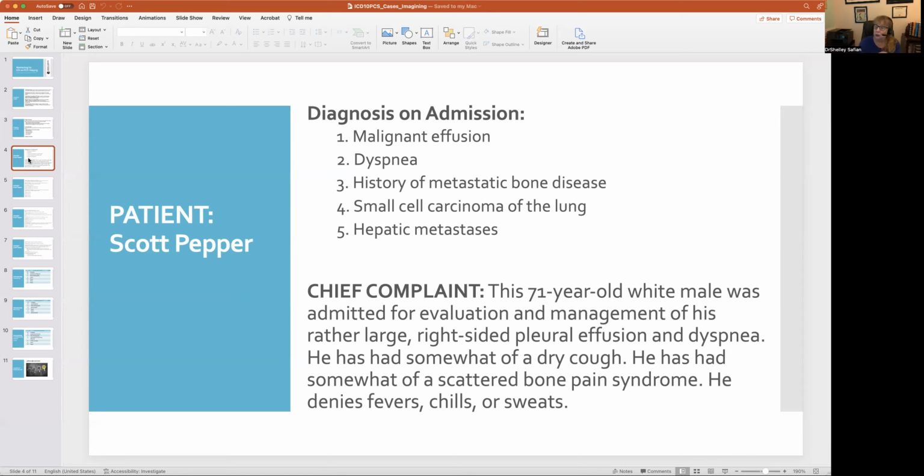Fluid in his lungs, okay, and dyspnea, problems breathing, difficulty breathing. He has had somewhat of a dry cough. He has had somewhat of a scattered bone pain syndrome. He denies fevers, chills, or sweats.